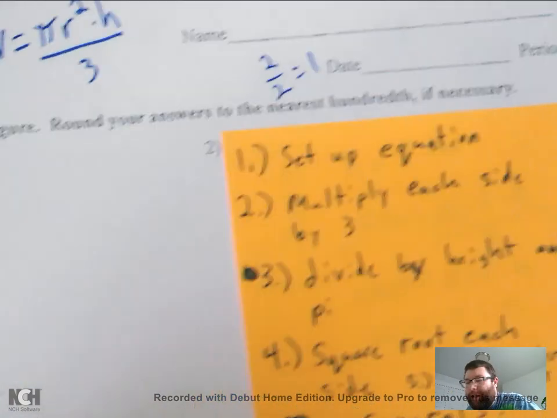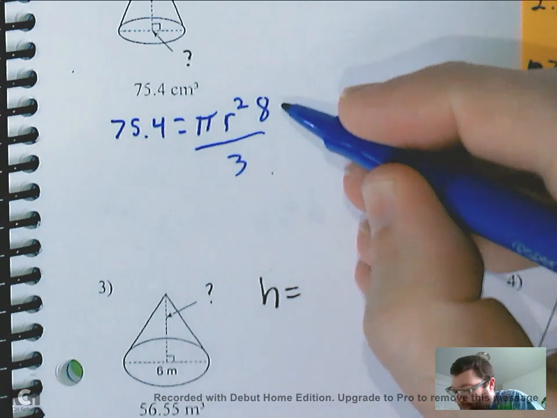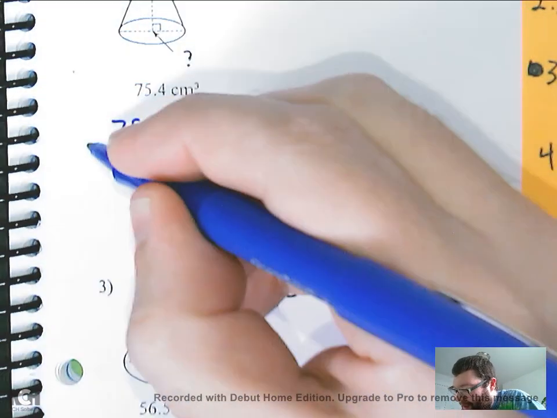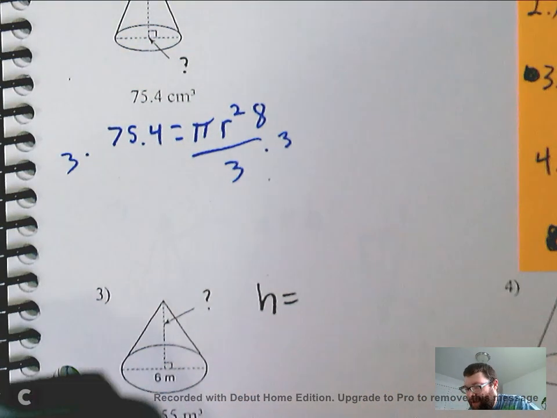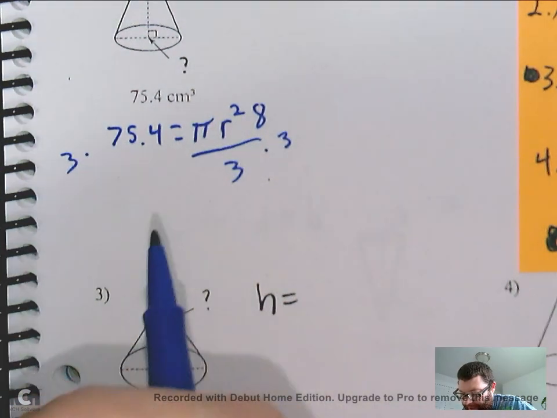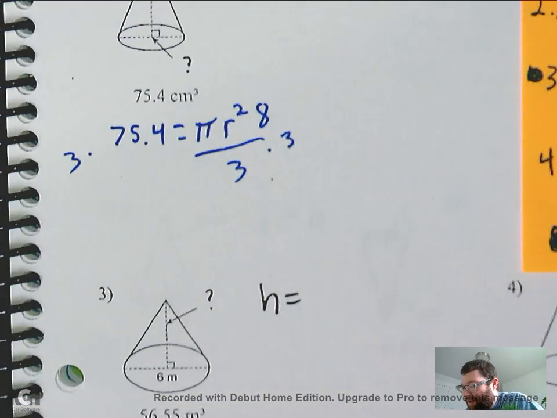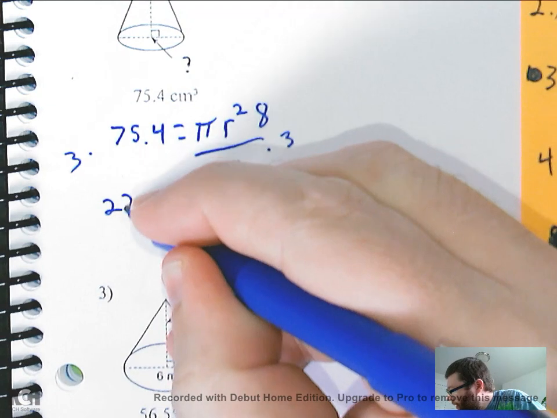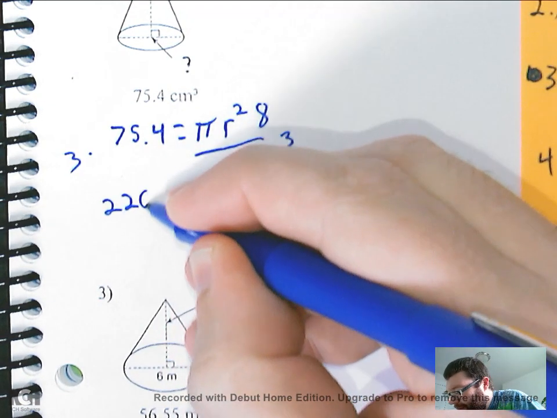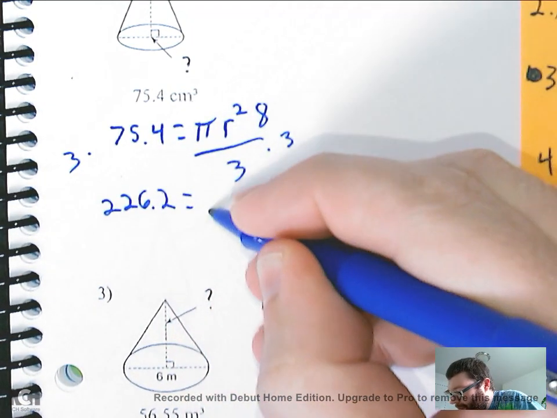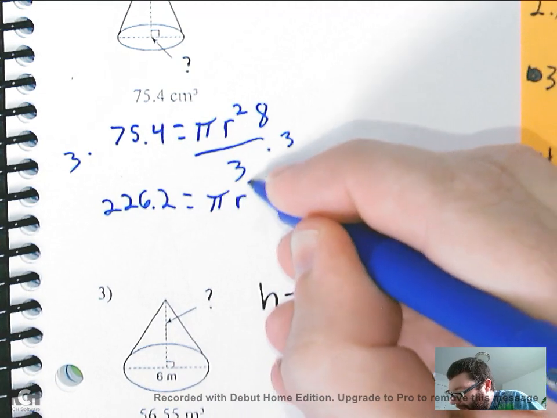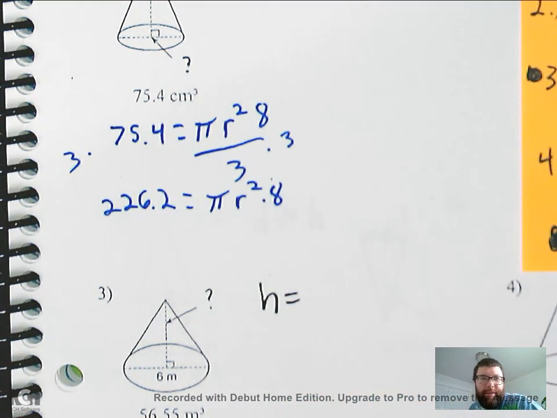Next step is to multiply each side by 3. So I want to get rid of the divide by 3. I multiply each side by 3. 75.4 times 3 is 226.2. And that's going to equal pi times the radius squared times 8.